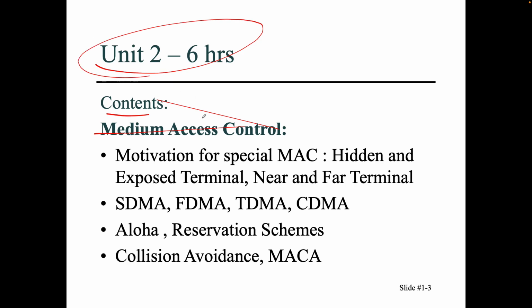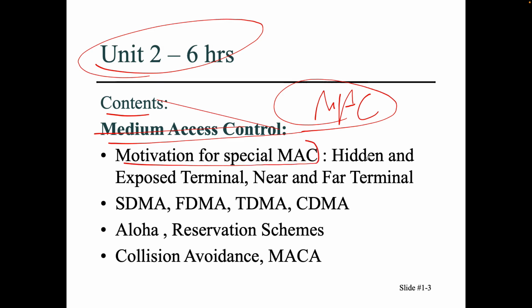This is unit 2. Unit 2 deals with MAC. MAC is medium access control. It's a network protocol. Motivation for specialized MAC, hidden and exposed terminal. We'll be looking at hidden and exposed terminal later. Near and far terminal. So all the types of terminals will be covered under unit 2.